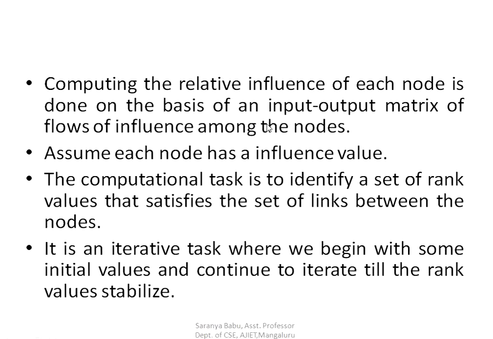It is done on the basis of an input-output matrix of flows of influence among the nodes. Assume each node has an influence value. So the computational task is to identify a set of rank values that satisfies the set of links between the nodes. Rank values are the importance or influence values which satisfy the set of links between the nodes.